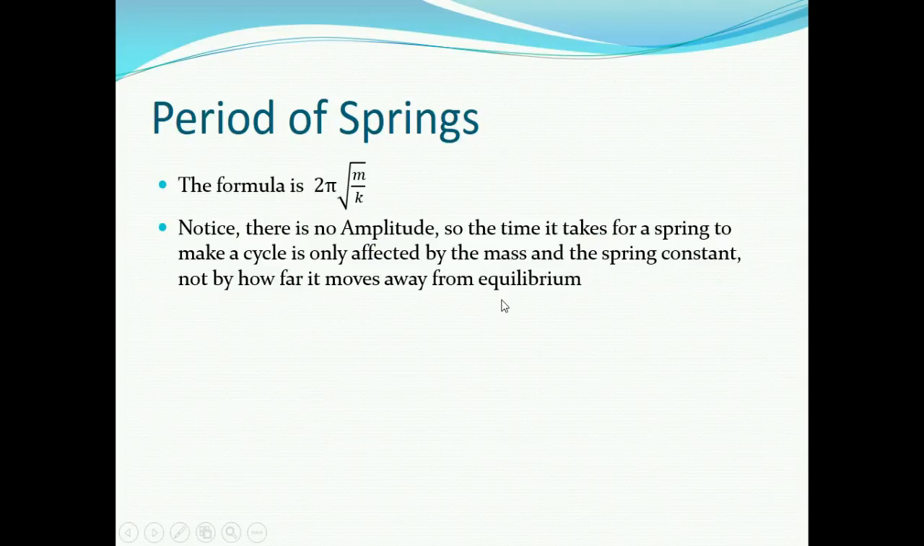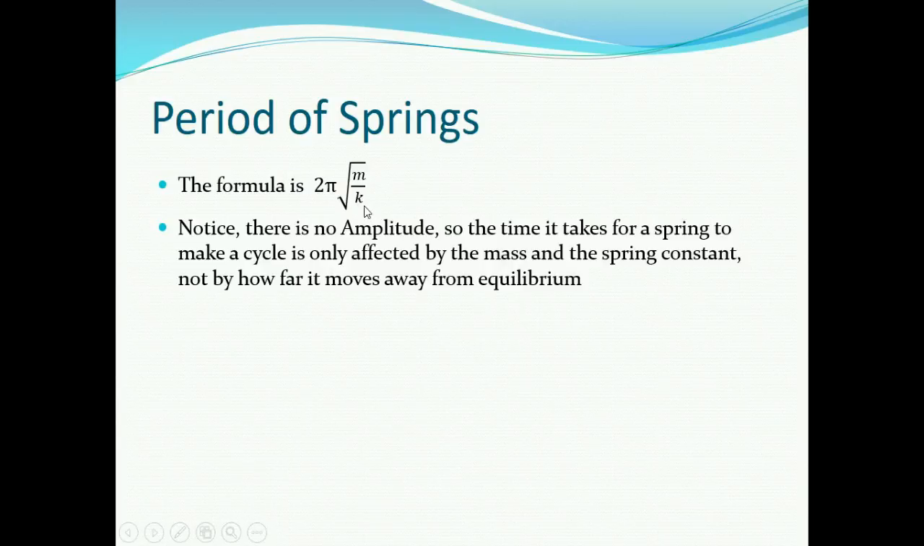So this is saying that if I pull a spring 1 meter away from the equilibrium or 5 meters away, even though I pulled it much farther the second time, it will take the same time for the spring to come back to me as if I pull it only 1 meter. That's kind of weird, but the spring will take the same time if it's the same mass and same spring.